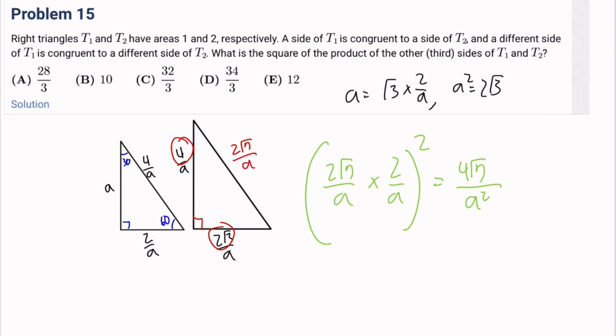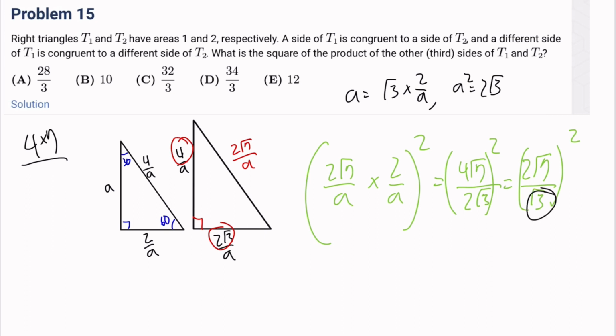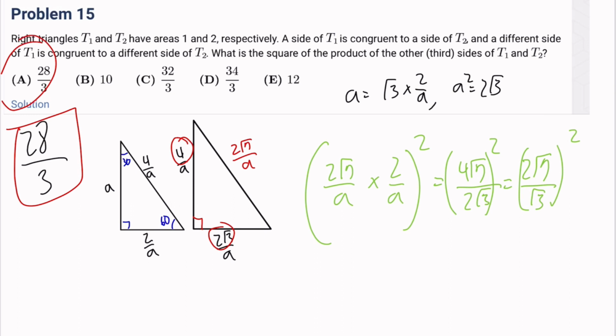But then back then we saw that A squared equals 2 root 3, so if we put that in there, that gives us 4 root 7 over 2 root 3, which is 2 root 7 over root 3, right? And we want this squared. And so the final value would be 2 root 7 squared, which is 4 times 7, all over root 3 squared, which is 3, right? And so this is equal to 4 times 7 is 28, so it's 28 over 3, so the answer is 28 over 3, which is A.